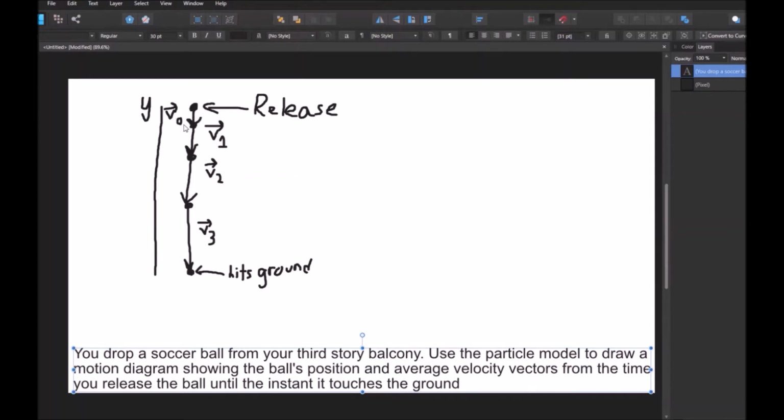And then I've labeled my velocity vectors. I've got v sub 0, which is also pronounced v naught. I've got v sub 1, v sub 2, and v sub 3. And you can see I've got vector arrows, and these will always point to the right. Even if the ball is falling down or up or left, they will always point to the right. So that's your particle model there, and that's how you'd use a particle model to do this problem.